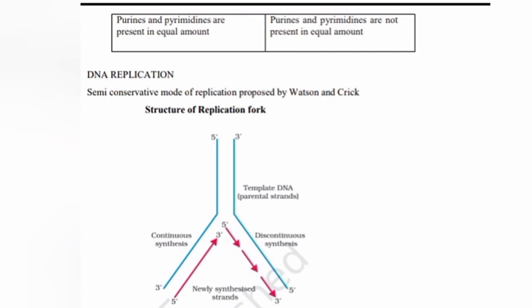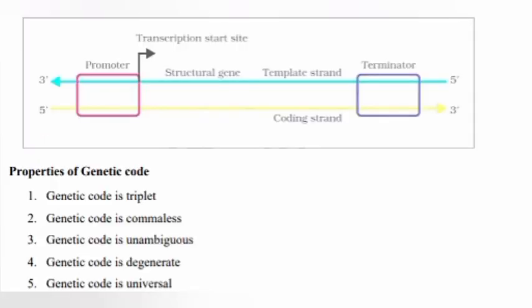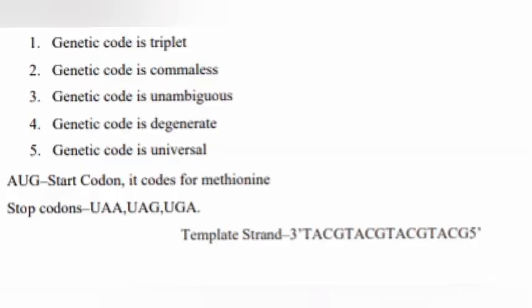DNA replication: the semi-conservative mode of replication was proposed by Watson and Crick. Structure of replication fork. Transcription unit. Properties of genetic code: the genetic code is triplet, commaless, unambiguous, degenerate, and universal. AUG is the start codon. It codes for methionine. Stop codons: UAA, UAG, UGA.